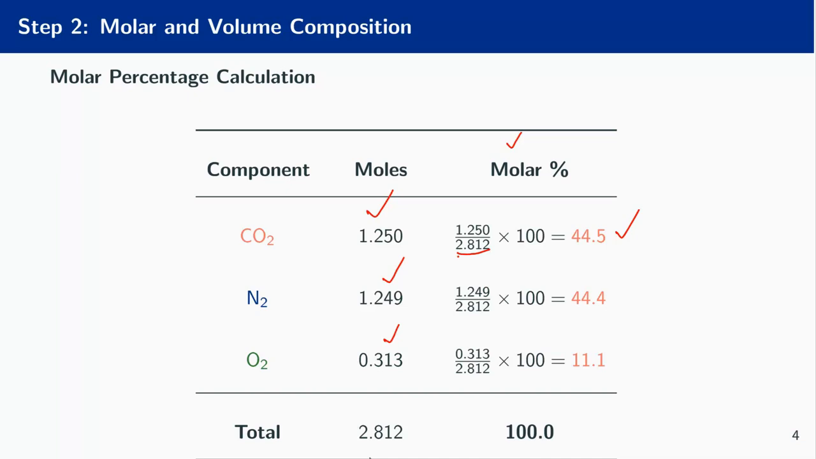Similarly nitrogen 1.249 divided by 2.812 into 100, so that will give 44.4 molar percent. And oxygen molar percentage is 0.313 divided by 2.812 into 100, so that is 11.1. If we add 44.5 plus 44.4 plus 11.1, that will give 100. So from here we easily got the molar percentage.